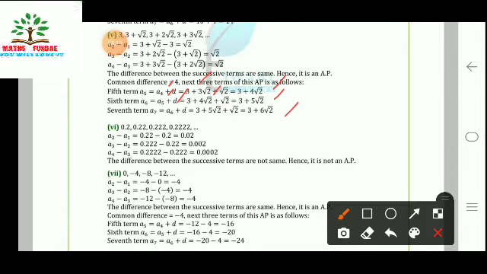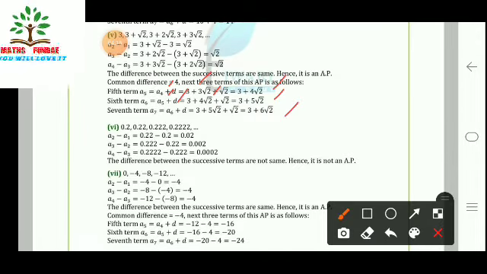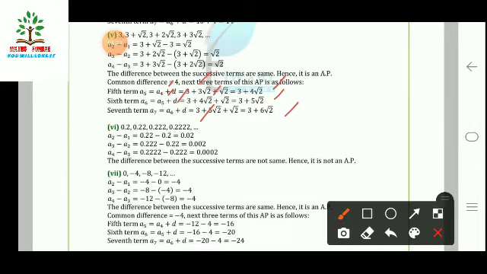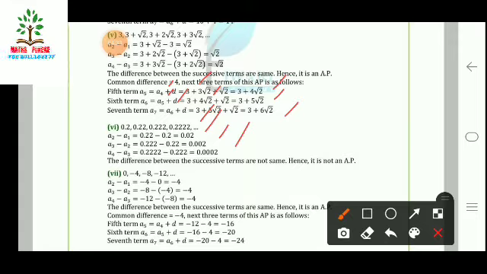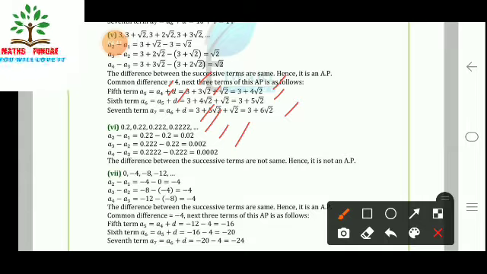Then in the sixth part we can see the numbers are given as 0.2, 0.22, 0.222, 0.2222. So a2 minus a1 is 0.02, a3 minus a2 is 0.002, and the third difference, a4 minus a3, is equal to 0.0002. So what we have observed is that the difference between the successive terms is not the same, so hence it is not an AP.